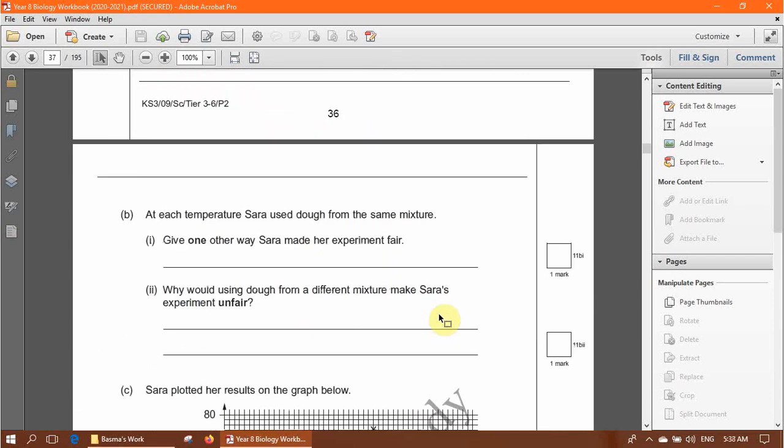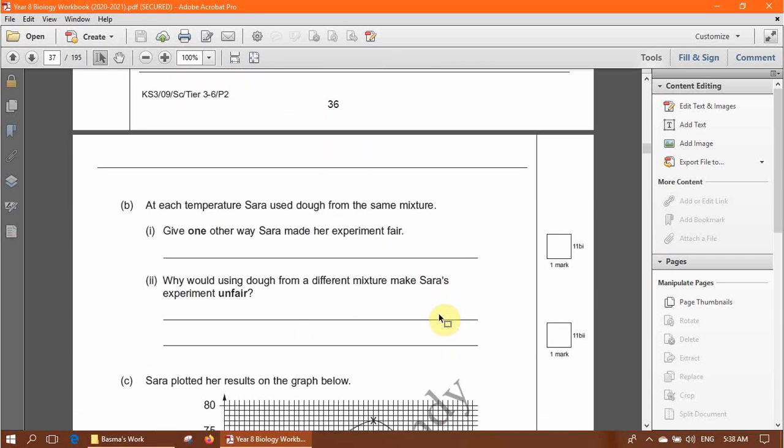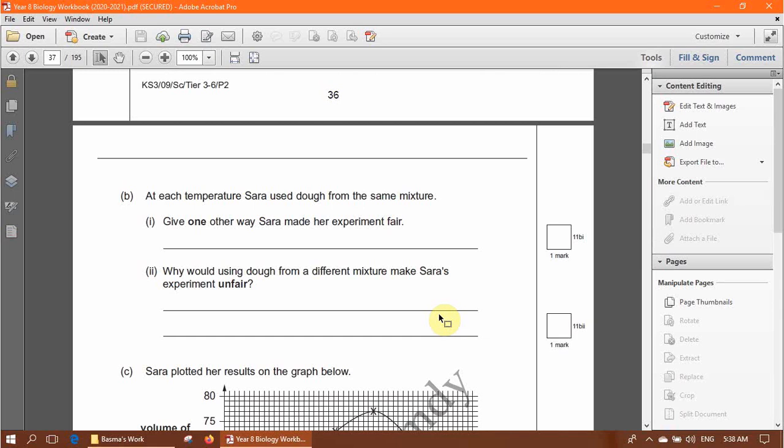Then she used the same dough from the same mixture. What else did she do to make it a fair test? So she left it for 30 minutes. She left it for the same amount of time. She gave the dough the same amount of time to rise. She used the same starting volume of the dough at the start, and she used the same amount of water in the water bath. Okay.